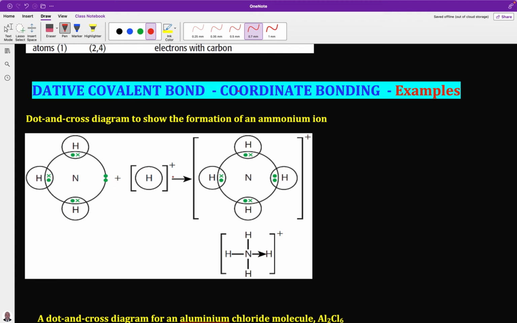And for an atom to provide a pair of electrons for sharing, it must have a lone pair of electrons on itself, on the atom. There must be a lone pair of electrons on the outermost shell for that atom to donate an electron for sharing.